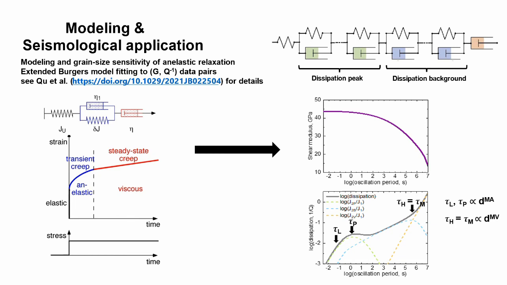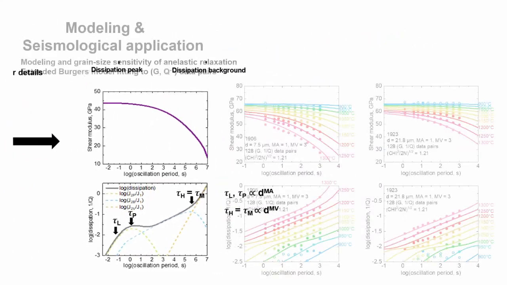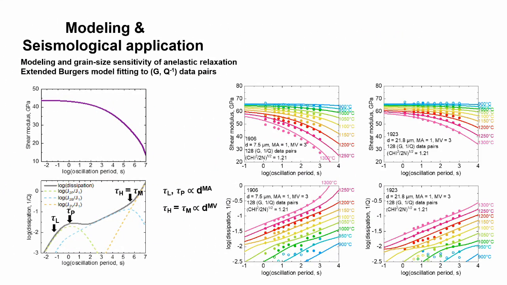The main character of this study, grain size sensitivity, is separately introduced as MA for tau L and tau P during the onset of anelastic relaxation, and MV for the relaxation times in the viscoelastic regime. The details of the model can be found in our recent publication. Such a model with embedded grain size sensitive relaxation times was fitted to the shear modulus and dissipation data for both specimens. In this case, MA is equal to 1 and MV is equal to 3.